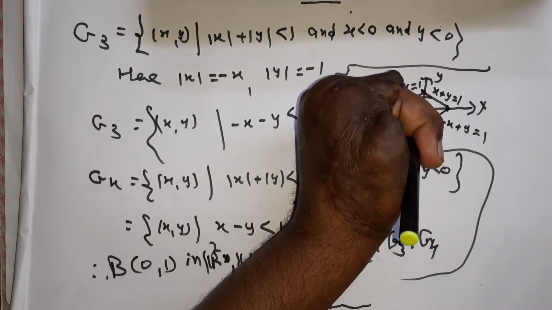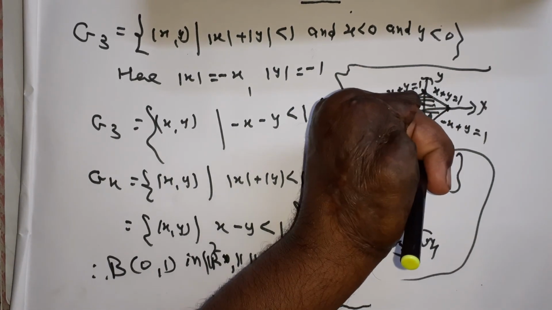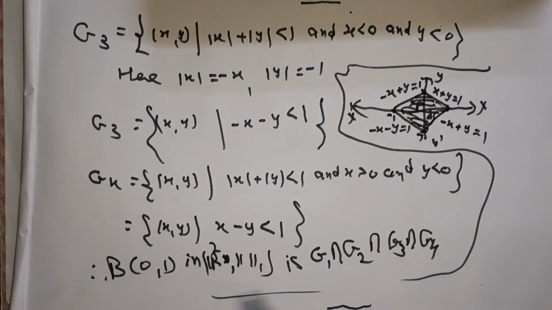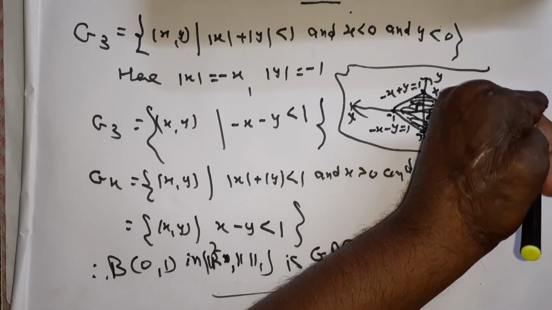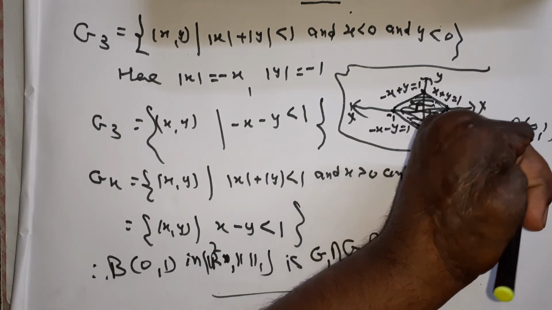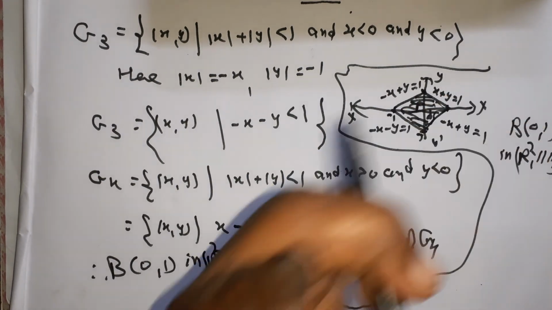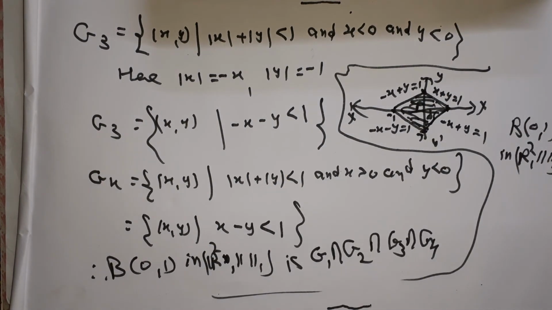Therefore the required open ball is the interior of this quadrilateral bounded by these 4 lines. Therefore this is B(0,1) in R2 with norm 1. Therefore in R2 with norm 1, the open ball centered at (0,0) and radius 1 is a quadrilateral having 4 sides equal.